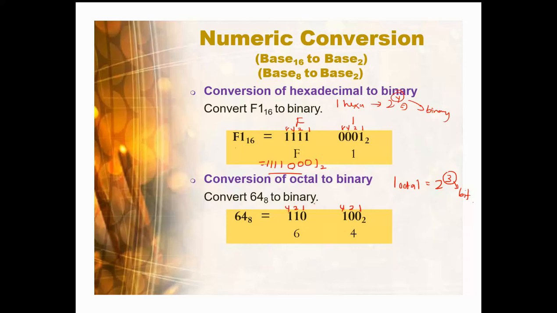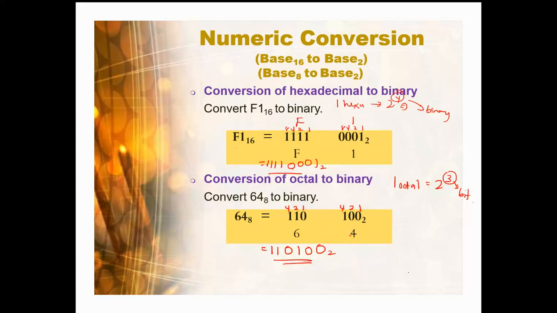Again, 1, 2, 4. So you buat ni 1 to 4. Okay, so you on nampak ni dia on 4. 1 kali 4, 4. 4 campur 2 adalah 6. So you akan dapat balik 6, 4 bis 8. So your answer will be 1, 1, 0, 1, 0, 0 base 2 in the binary. Okay. So this is how you convert from the octal to binary.